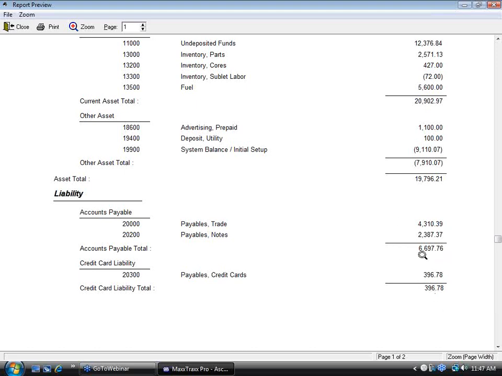Actually, I have to pay out a little bit more. When I add these two together, I pay out. So the balance sheet tells me if I were to end the business today, I actually have 20 grand in my pocket. So I'm doing pretty good.